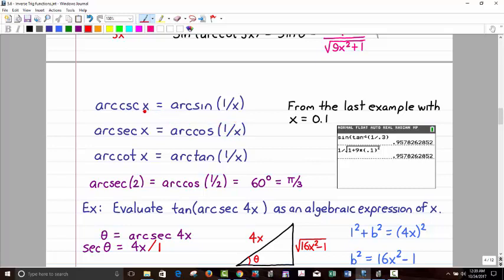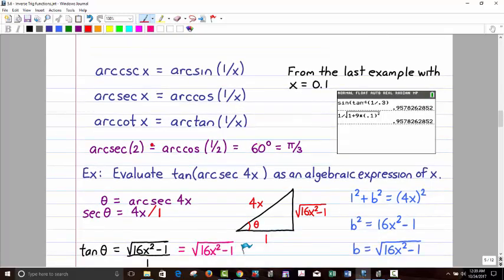So arc cosecant of x equals arc sine of 1 over x. And arc secant of x equals arc cosine of 1 over x. And then arc cotangent of x equals arc tan of 1 over x. So to evaluate arc secant of 2, you would have to take arc cosine of 1 over 2.